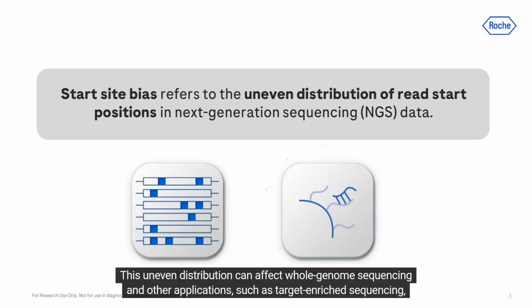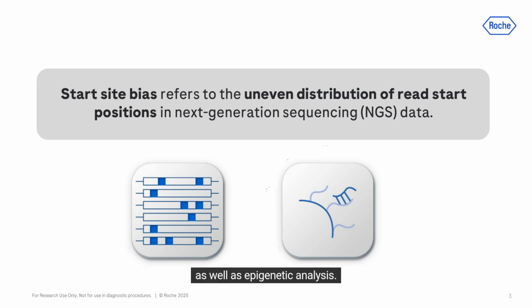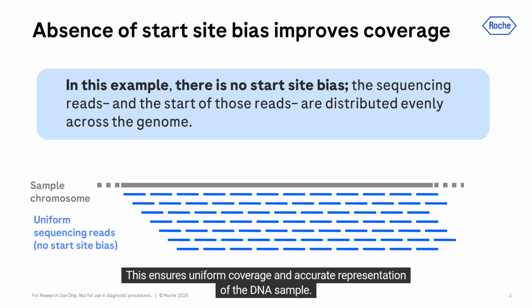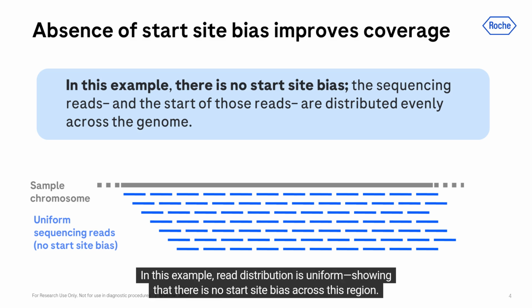This uneven distribution can affect whole genome sequencing and other applications, such as target-enriched sequencing, as well as epigenetic analysis. Ideally, we want our sequencing reads to be distributed evenly across the genome, as we see here. This ensures uniform coverage and accurate representation of the DNA sample. In this example, read distribution is uniform, showing that there is no start site bias across this region.